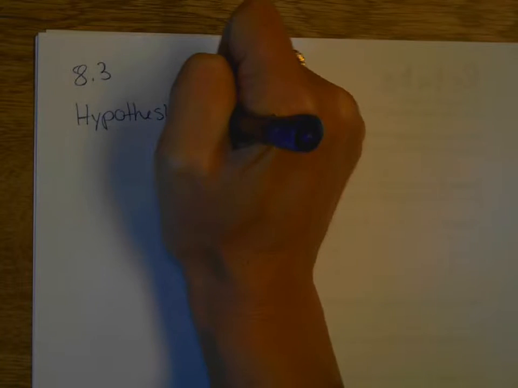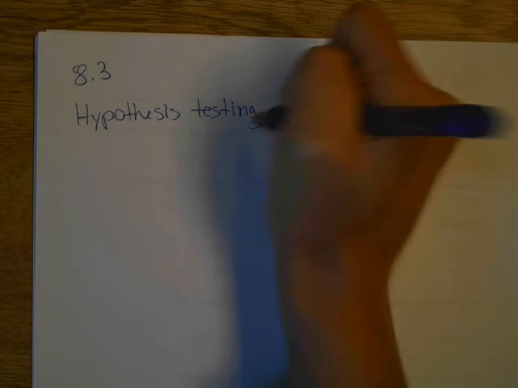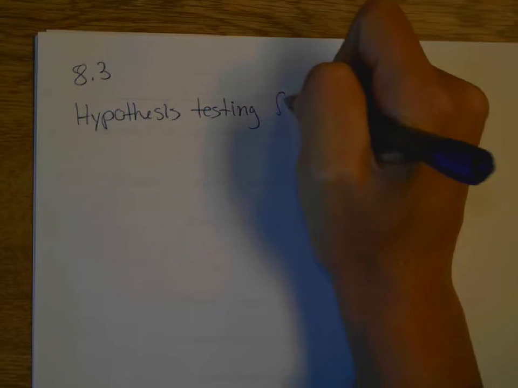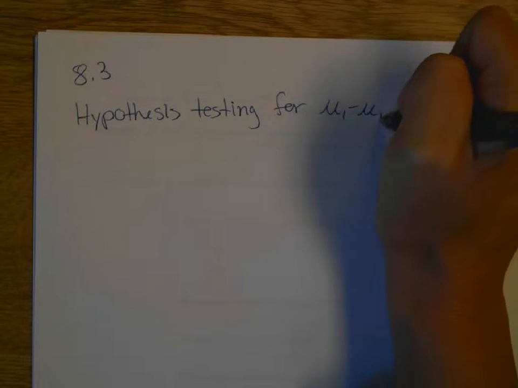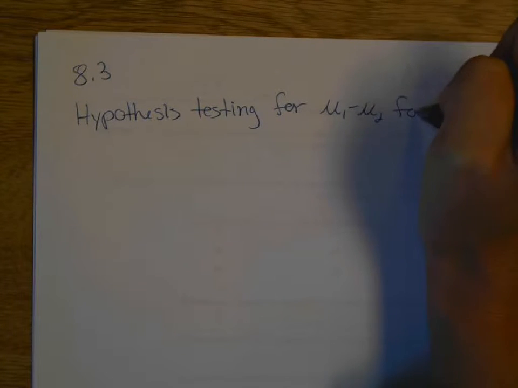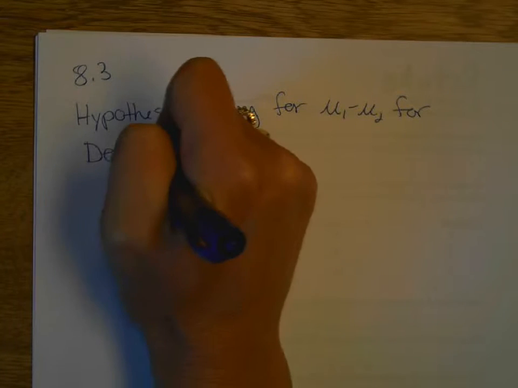8-3. So we are still hypothesis testing, for the difference in population means. This time it's for dependent samples.